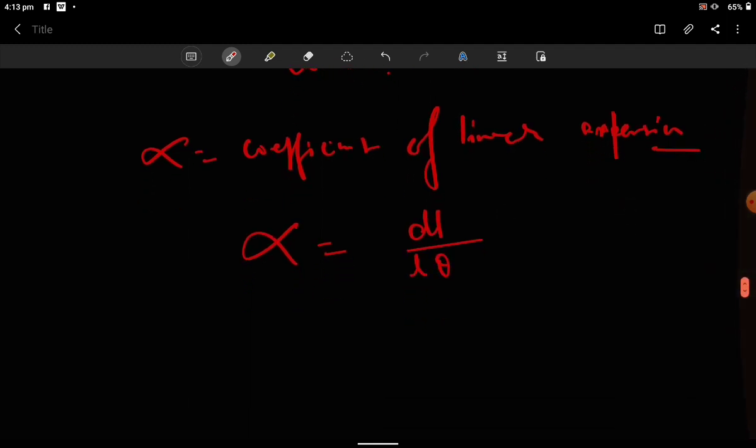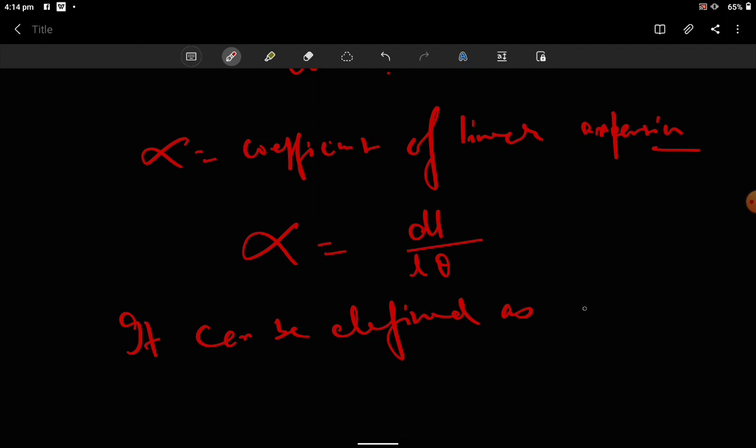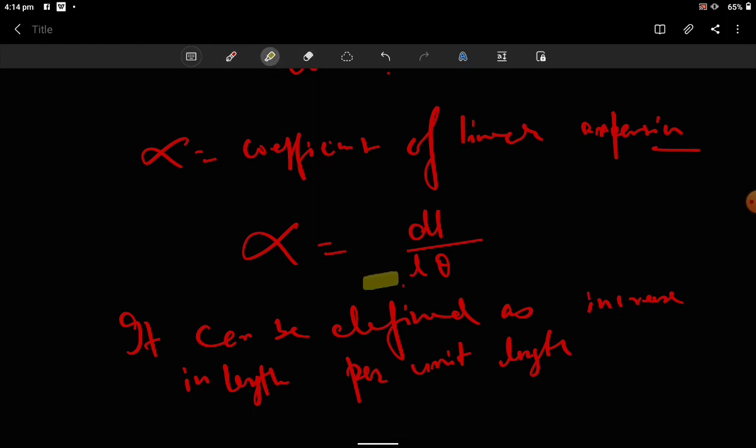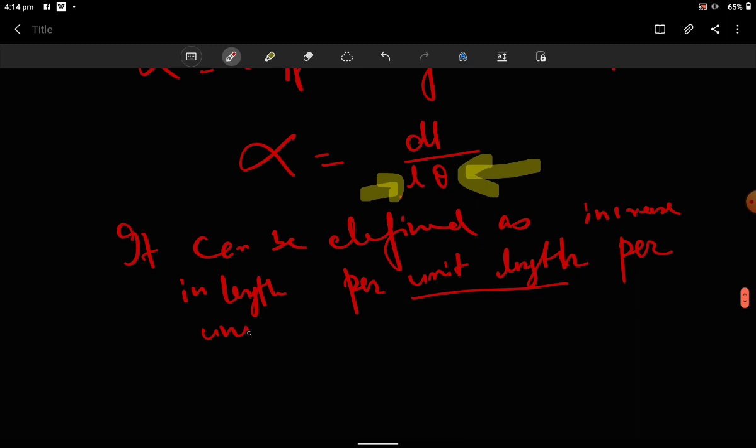So it can be defined as the increase in length per unit length, because we have to keep the denominator unity. The denominator should be kept unity, and for that purpose we assume that the original length is unity, per unit length per unit rise in temperature. So this is the statement of alpha.